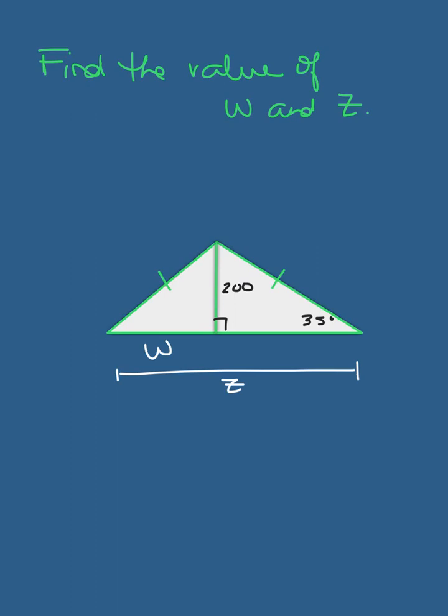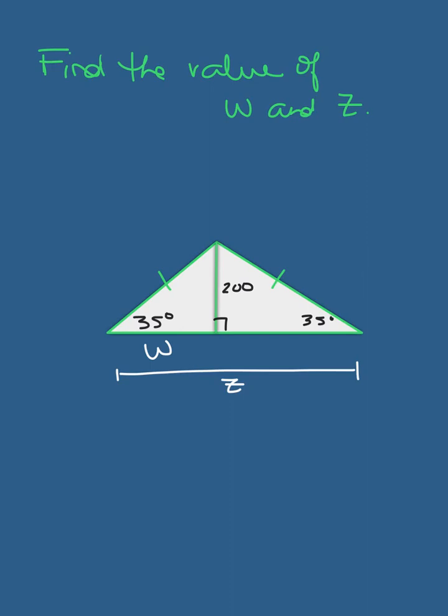Let's look at our last problem for today. It says find the value of w and z. So I have to take a look at the diagram that I have. I have an isosceles triangle, right, because my sides are marked that they're congruent. So that means my base angles are congruent. That gives me 35 on the left-hand side base angle because my right angle on the base is also 35. Now let's see what I can use. I need to find w and z.